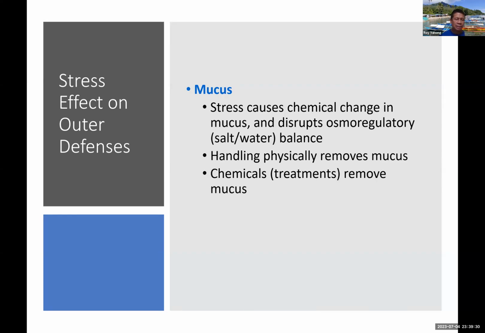So what are some of the effects of stress on outer defenses of fish? Many of you know, of course, you've held fish, they have a lot of mucus around them. Stress can actually cause changes in this mucus and also disrupt their salt and water balance, which is really, really important for them to function normally. Also, if you're not handling them correctly, you're going to be physically removing mucus, which will also disturb them. And likewise, chemicals and some treatments can remove mucus even if they're being used properly.